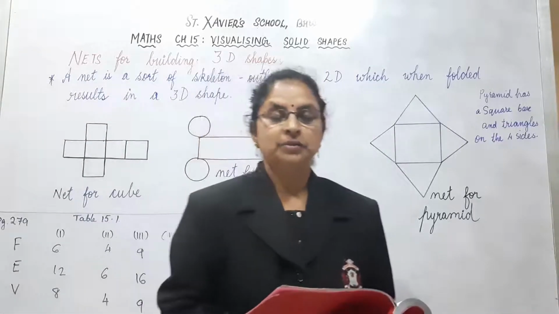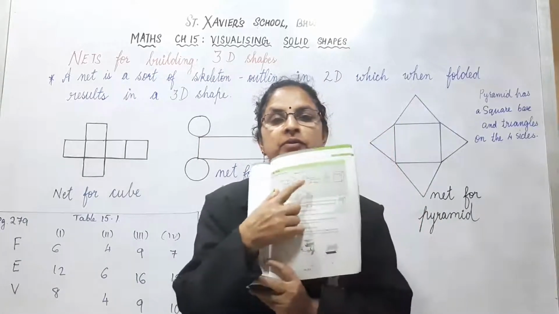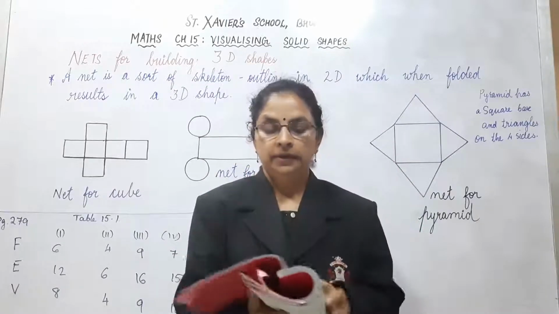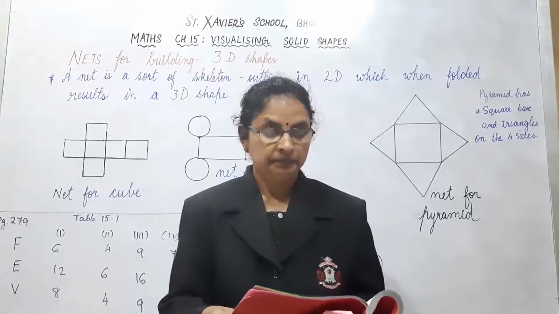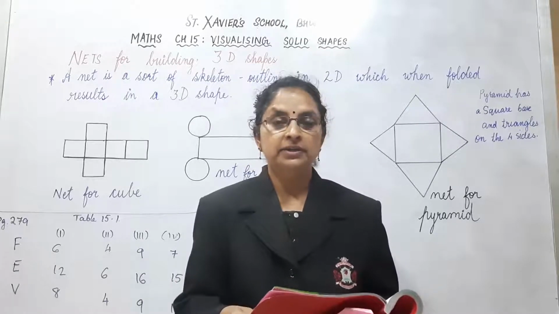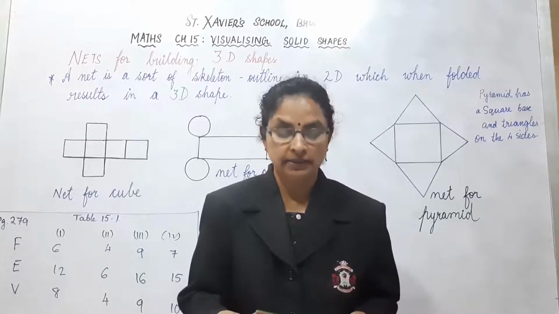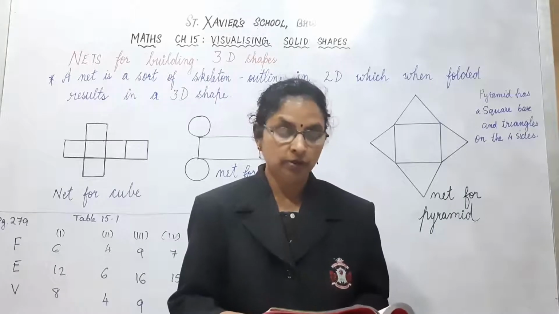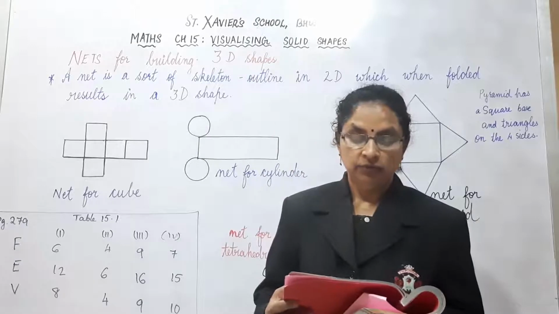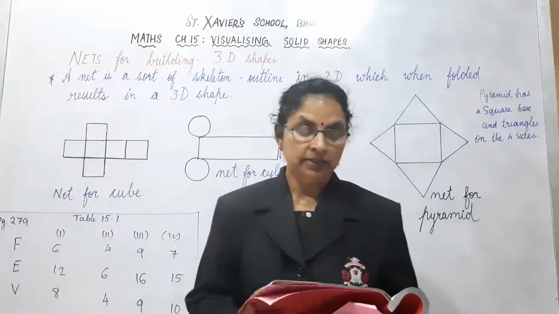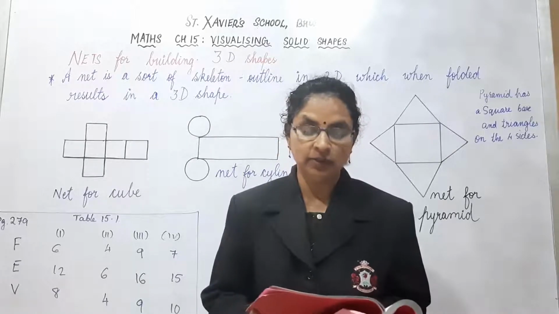Now take out the textbook, page number 279. This page, all of you take. Complete the following table, table 15.1. 4 different figures are given. You have to write the number of faces, edges and vertices. First figure is a cube, and we know it has 6 faces, 12 edges and 8 vertices. That we have already seen, and it's given in the textbook.